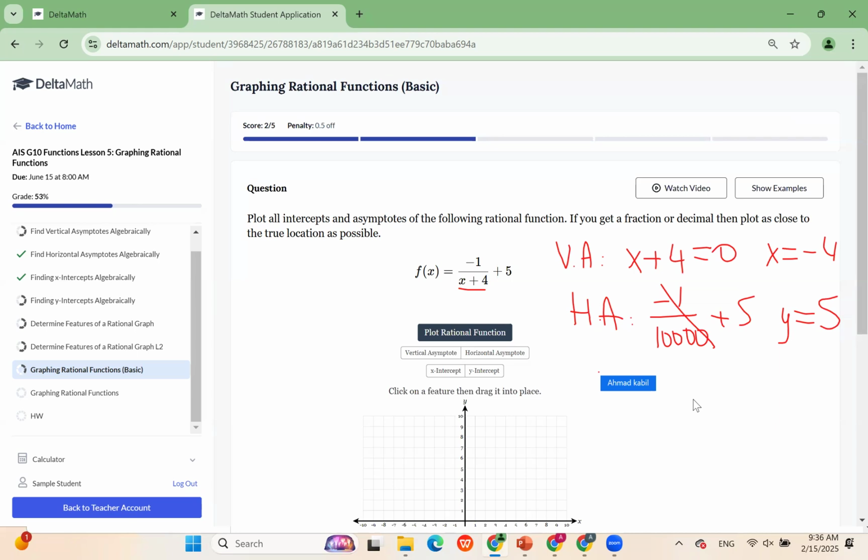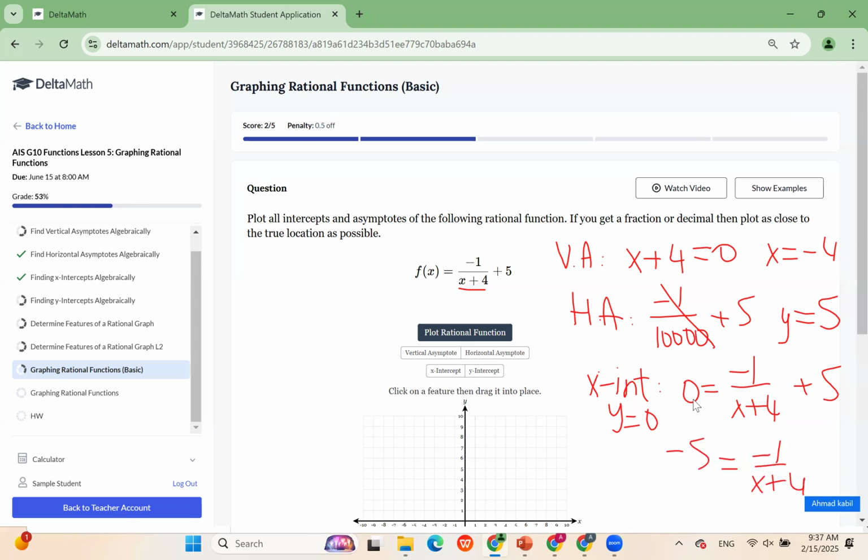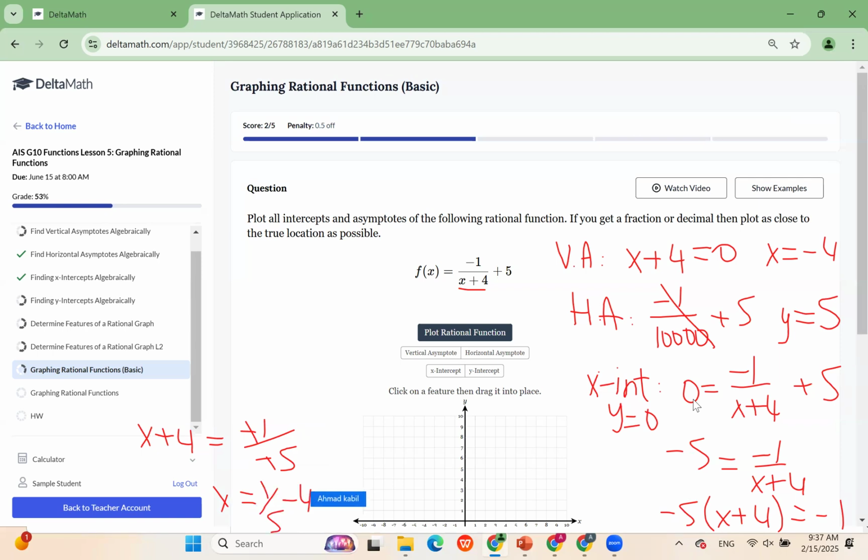For the x-intercept, the order doesn't really matter, by the way. We put y equals 0. We have 0 equals -1 over x plus 4, plus 5. We take the 5 to the other side, so -5 equals -1 over x plus 4. -5 times x plus 4 equals -1. Let's take the -5 to the right-hand side, so x plus 4 equals -1 over -5, which is 1 over 5. So x equals 1 over 5 minus 4.